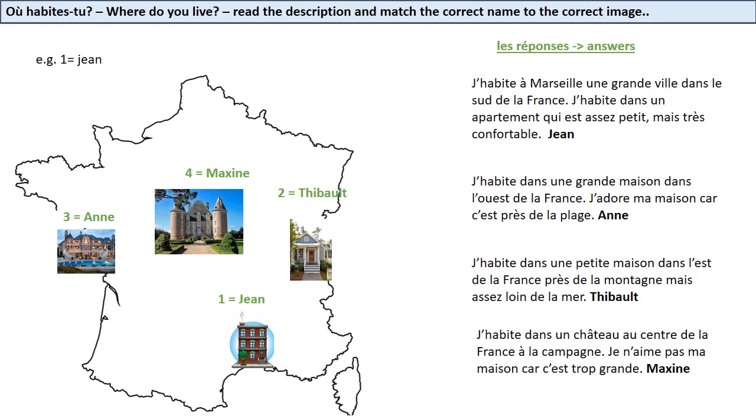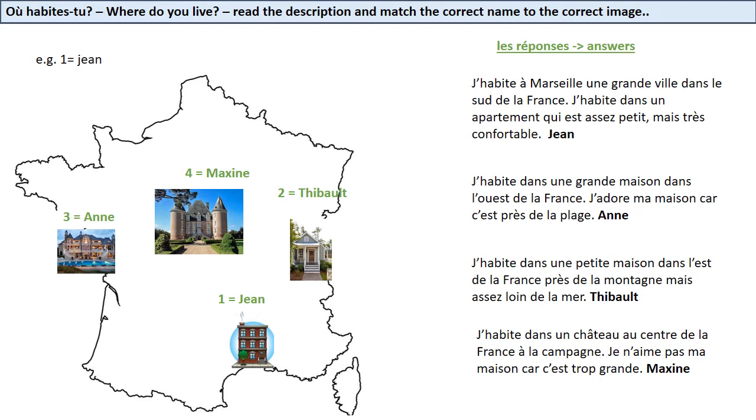Okay, so well done on matching up the names to the pictures. Just to run you through the answers quickly then. Number 1 was Jean. As he said, he lives in the south of France in an apartment, and that matches the picture and the location of that picture. Okay, that was our example.